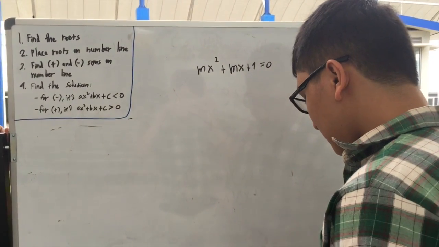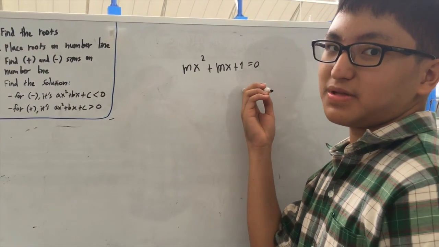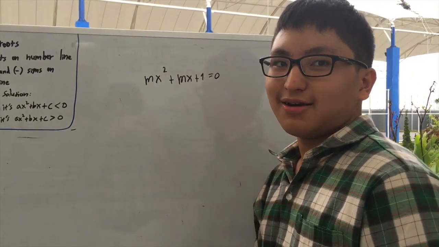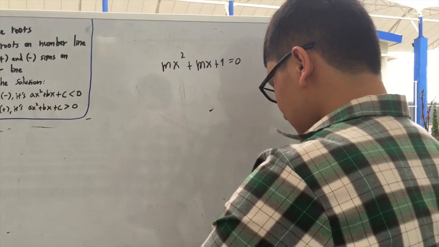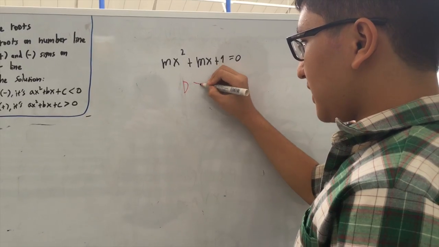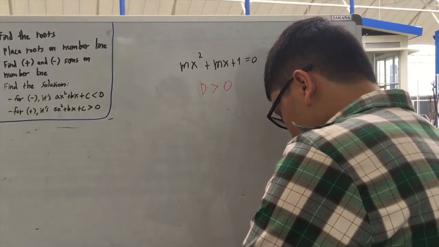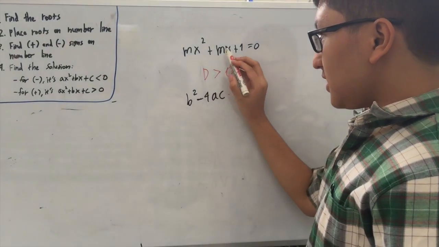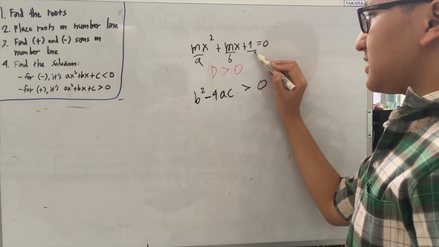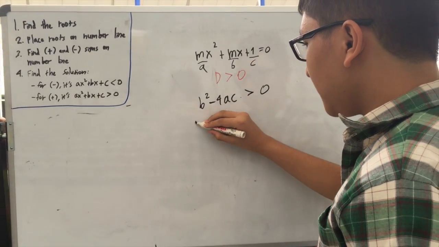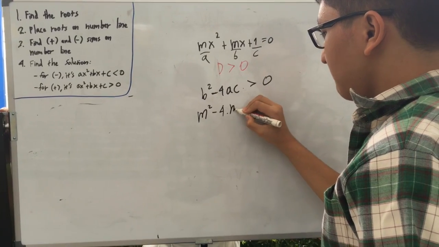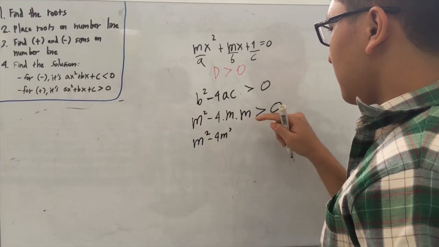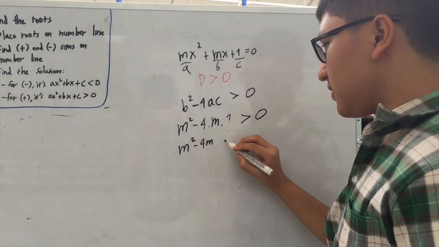Hi guys, this is the next example. Start with this equation: mx squared plus mx plus 1 is equal to 0. But it says in the book that the roots are real, which means that the discriminant, if it's real, is bigger than 0, right? That means b squared minus 4ac is bigger than 0. We get the b from here. This is our b, this is our a, and this is our c. We just need to put these three inside. So we get m squared minus 4 times m times 1 is bigger than 0, which means m squared minus 4m is bigger than 0.